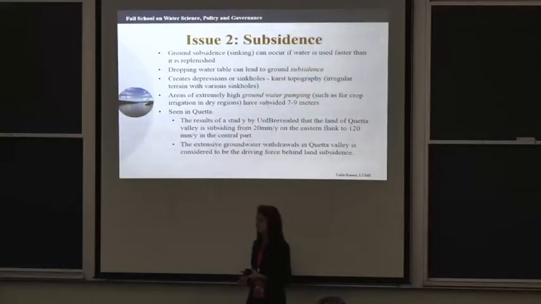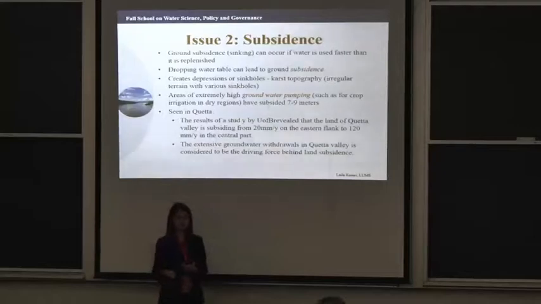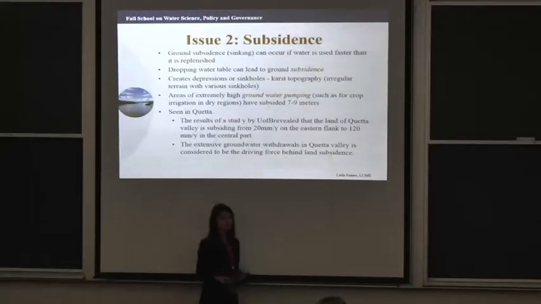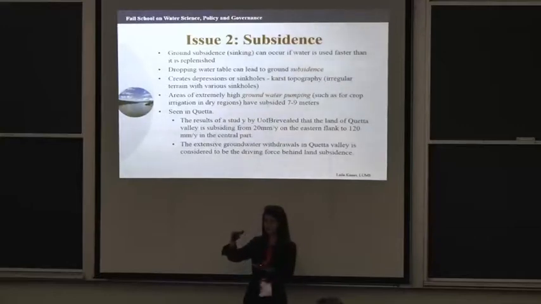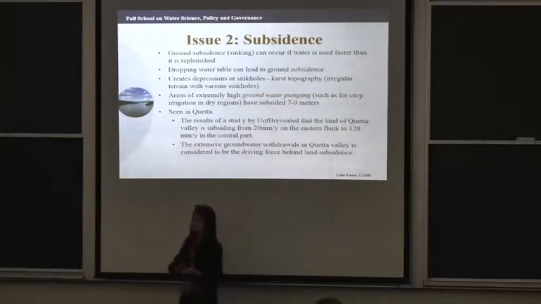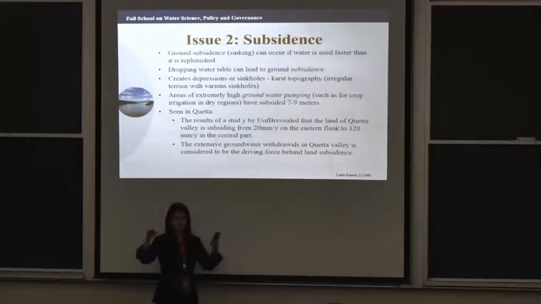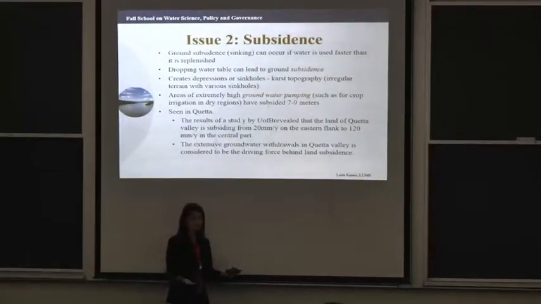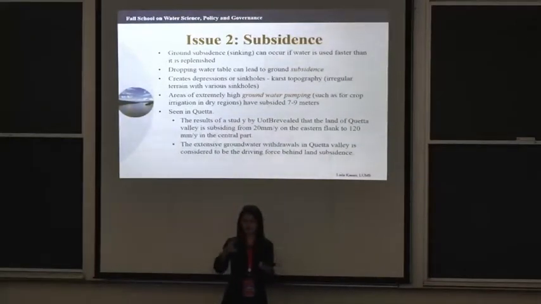Overdraft eventually leads to subsidence. As I told you, you have permanent flowing, but then if you use too much of the water, the ground subsides. Ground subsidence means going down, right? So the ground surface lowers down because the water is holding the ground in place. The water fills up all these pores.